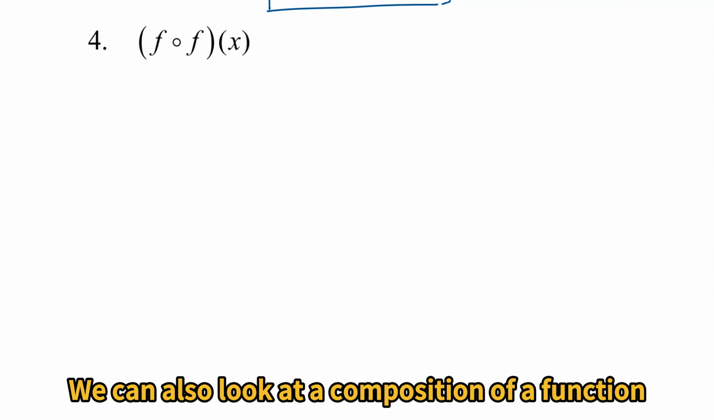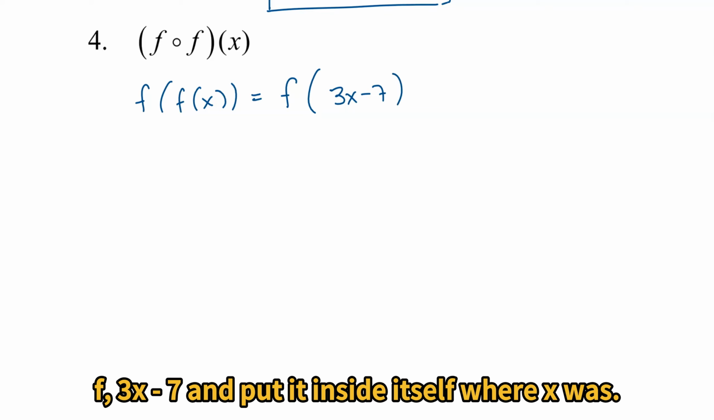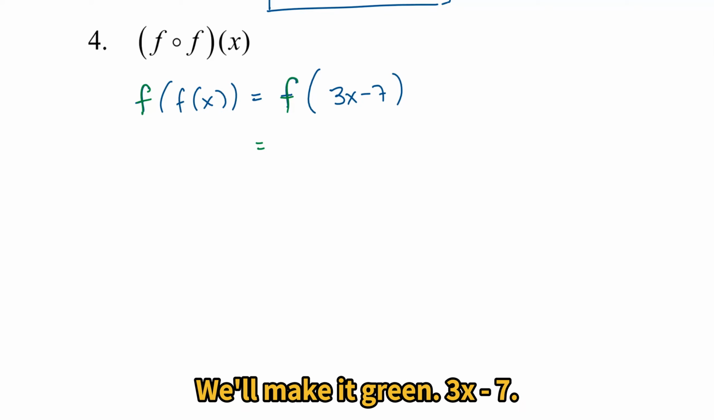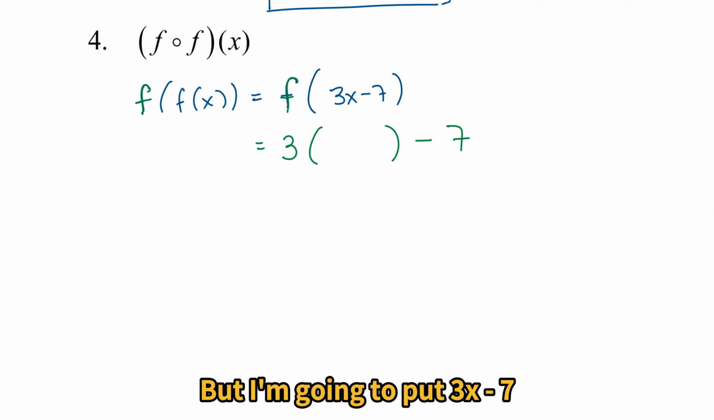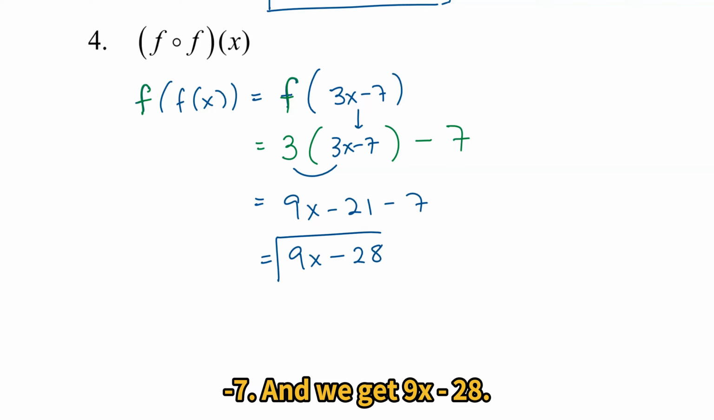We can also look at a composition of a function with itself. So f of x, and we'll take the function f, 3x minus 7, and put it inside itself where x was. So I'm going to use a different color for the outside f. We'll make it green. 3x minus 7, but I'm going to put 3x minus 7 in where the x was. And now I can simplify. 3 times 3 is 9. 3 times 7 is 21. Minus 7. And we get 9x minus 28.